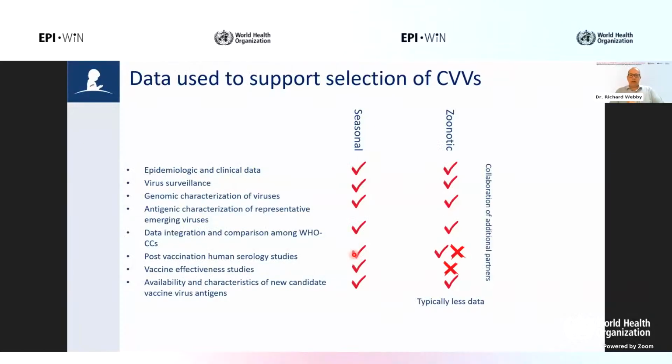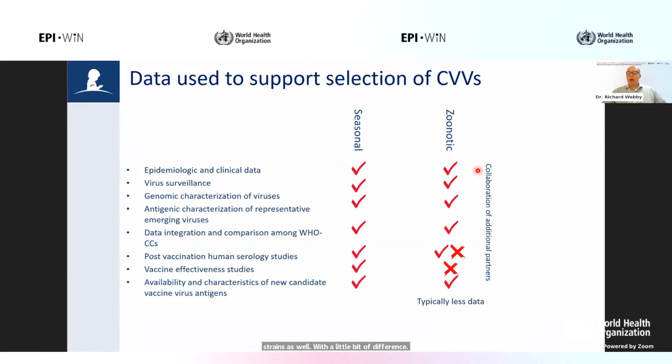Detail, because Nicola just did. But these are the information streams that go into making the recommendations for the seasonal vaccine strains. We use essentially the same process for these zoonotic strains as well, with a little bit of difference. Clearly, we're talking about viruses that circulate within animals.